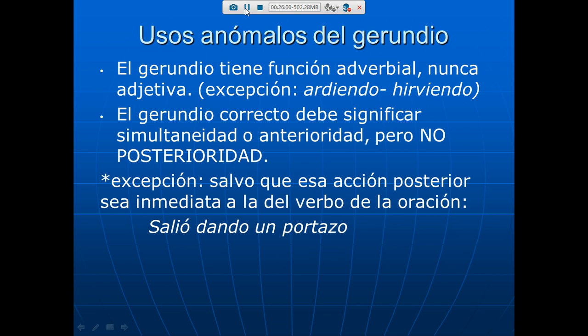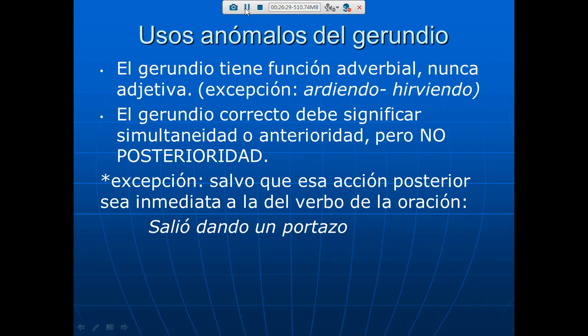Bueno, primero recordemos que el gerundio en general tiene nada más que función adverbial, excepto, vimos recién, que puede ser parte de la perífrasis o ser un predicativo, pero en general decimos que tiene función adverbial y nunca adjetiva. Sin embargo, ustedes ya saben de años anteriores que ardiendo e hirviendo son excepciones. Vos podés decir el agua está hirviendo, ahí es parte de una perífrasis de gerundio, pero tráeme agua hirviendo, ahí esto se hace como un adjetivo.